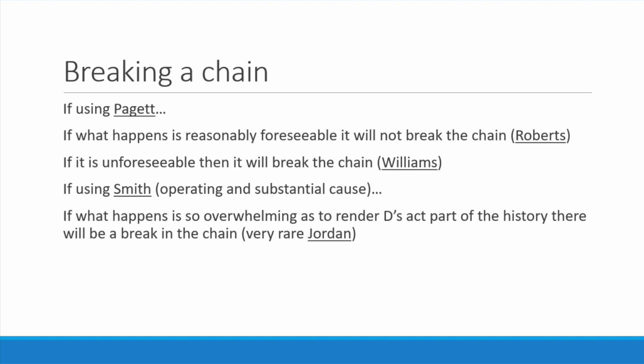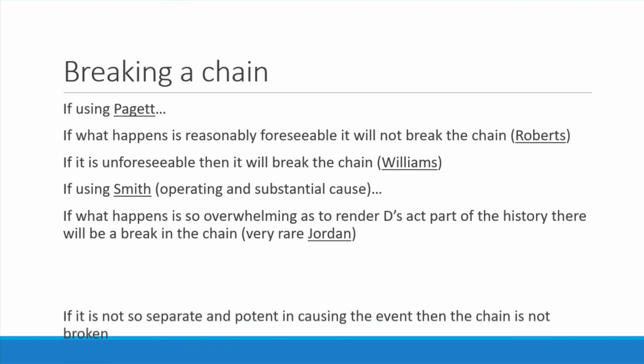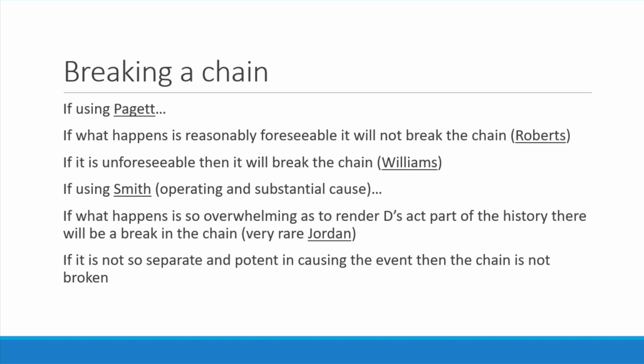The only reported case of medical treatment intervening to break a chain is Jordan, where the victim was in hospital and the wound had nearly healed up, and it was quite a long time later when he was given some antibiotics that he was allergic to, and then he was given yet another dose of antibiotics and he later died. So in that case, the second act was so overwhelming as to render the Defendant's act part of the history, but this does not happen very often. And if it's not so separate and potent in causing the event, then the chain won't be broken.